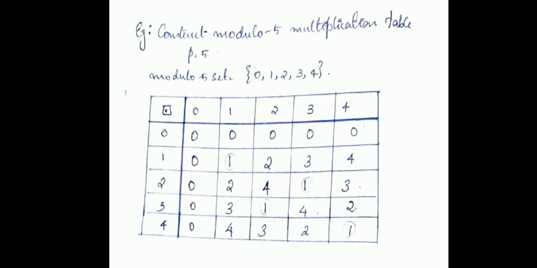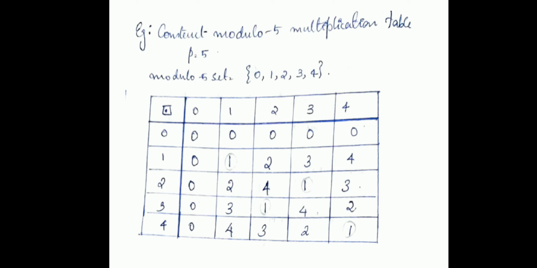Our example is to construct the modulo 5 multiplication table. So p is 5 here. We have the elements from 0 to 4: 0, 1, 2, 3, 4. So a total of 5 elements. Then we take 0 to 4 as column elements and 0 to 4 as row elements, and we represent the operation as modulo p multiplication.